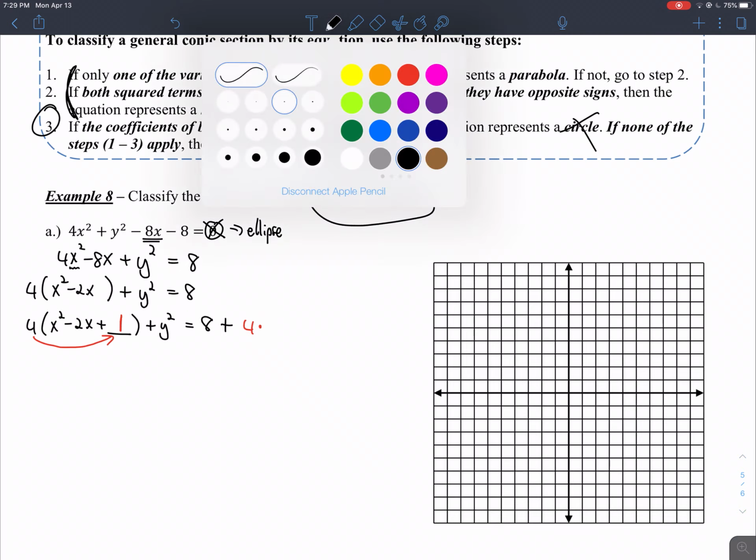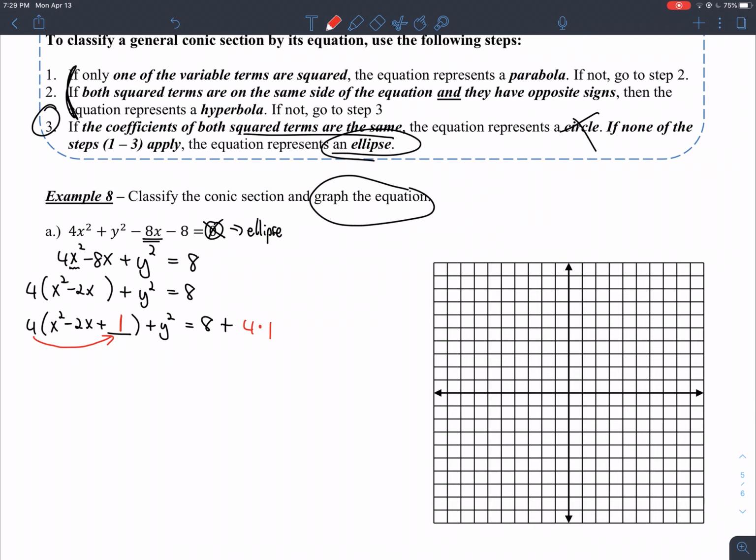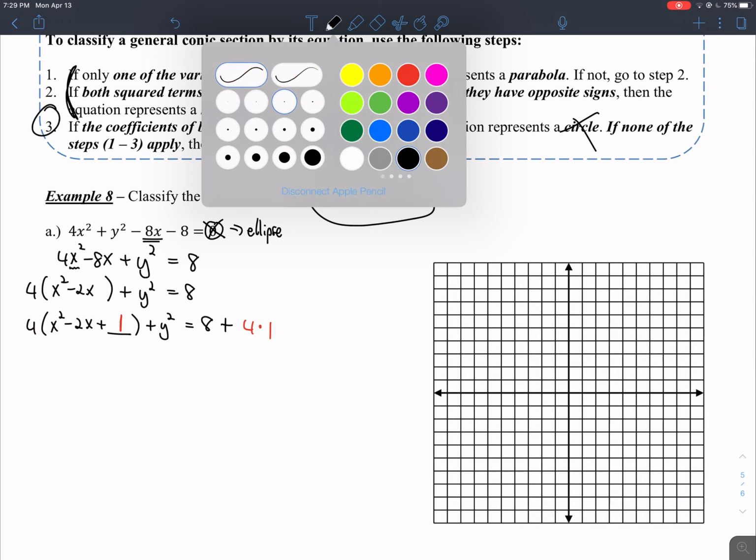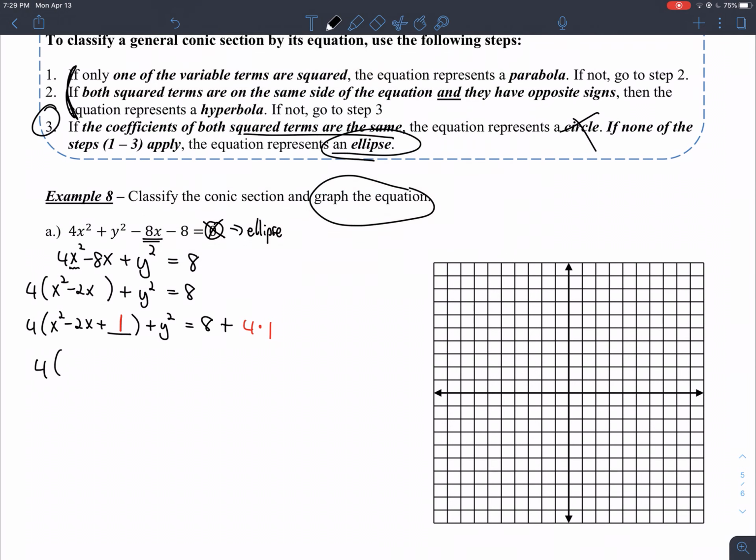Oh, I'm starting to erase all my writing. Okay? So now I can proceed. So, what do I get then? I get 4 times... And you hopefully can see how this factors. Now you should know how this factors easily, but it's making it a perfect square, x minus 1 squared. Okay. And then plus y squared equals, and then 8 plus 4 is just 12. Okay. So you're going, hey, I got 2 square terms, I completed the square, what now?